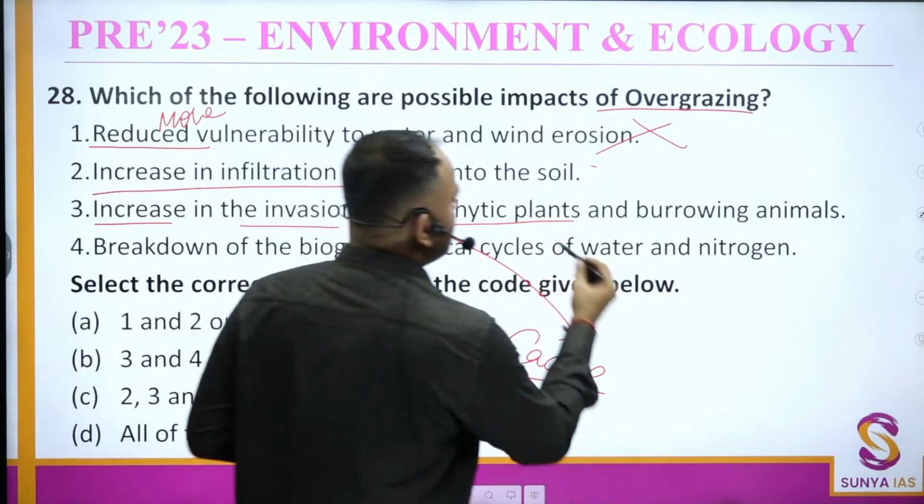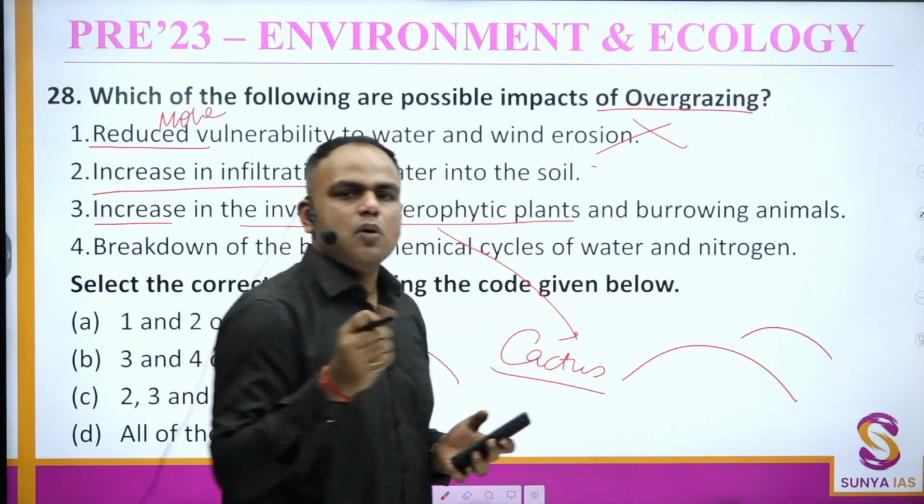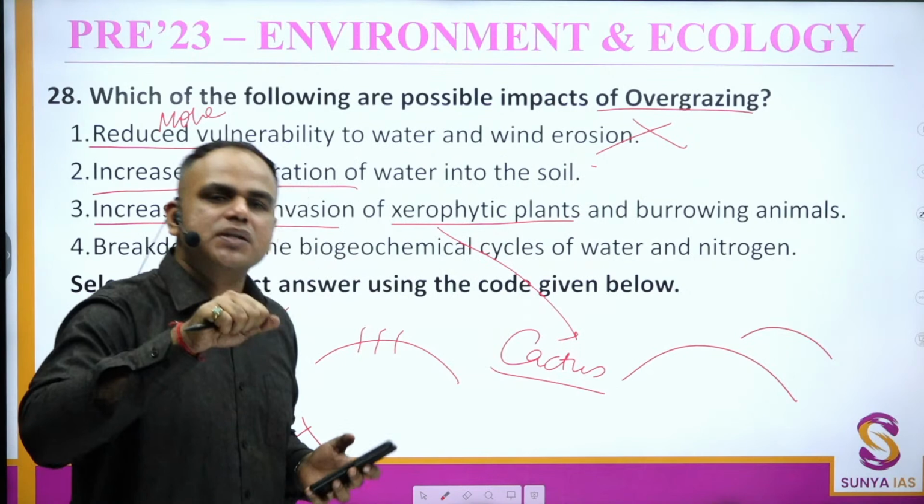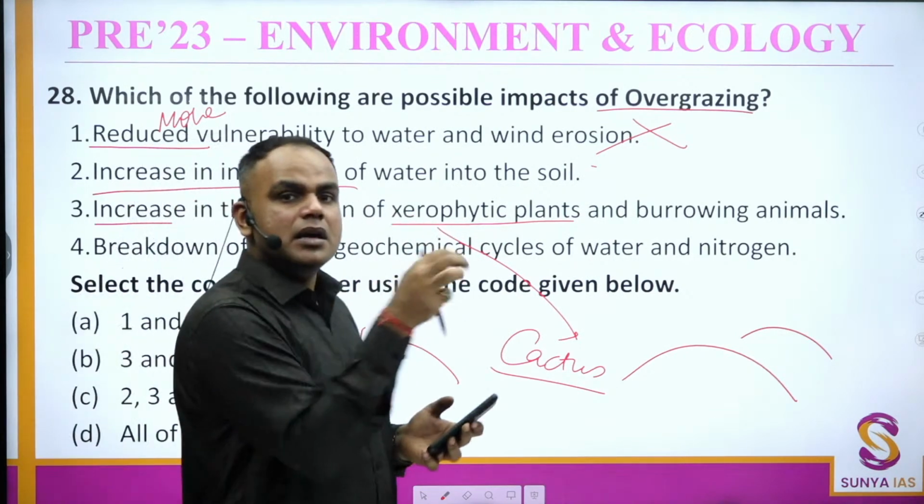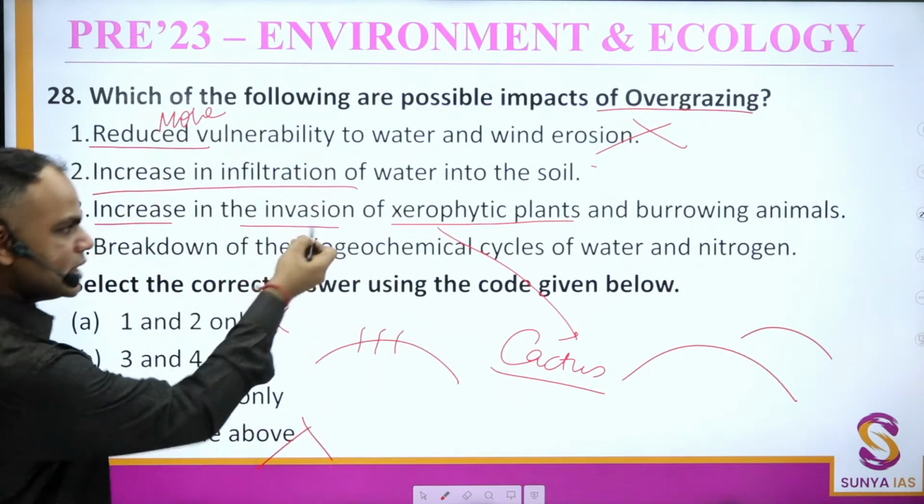And now, because the soil has become very loose, what will happen? Loose soil attracts a lot of burrowing animals. You will have, let's say, rats, rodents, earthworms, etc. They will invade it because vegetation is not there. It is easy for them.